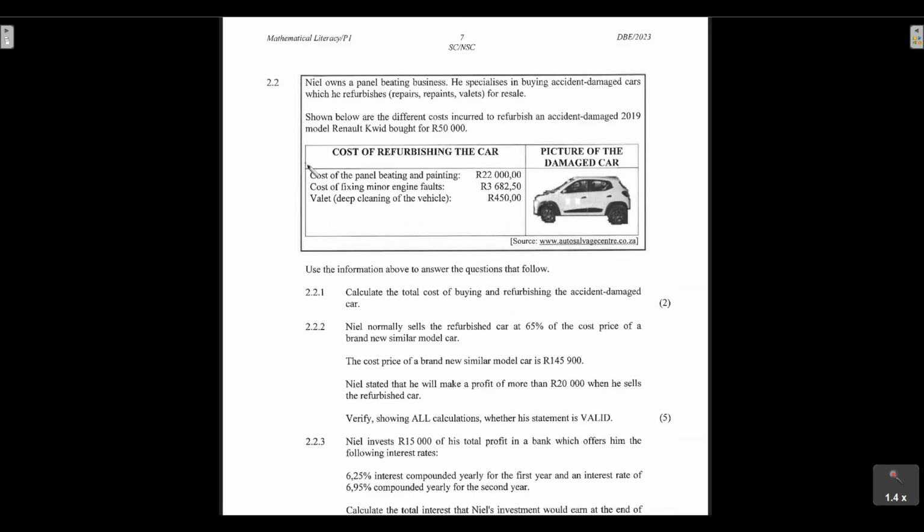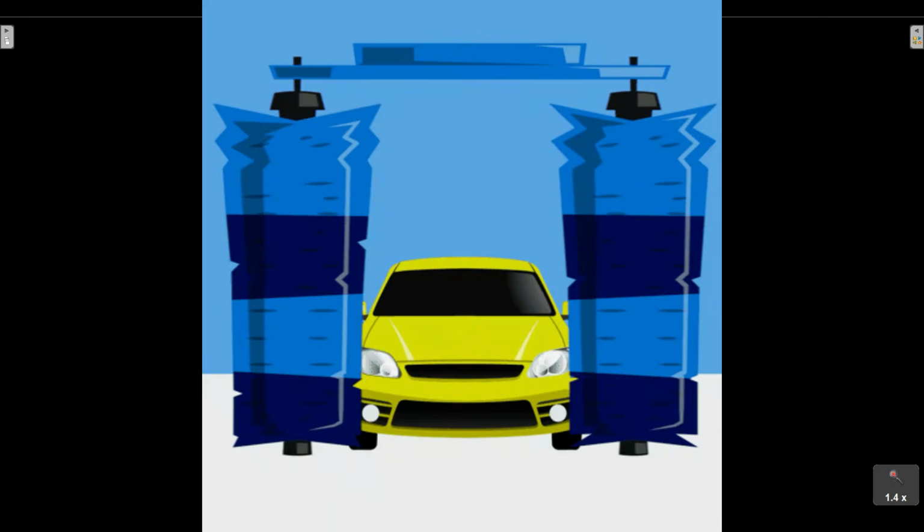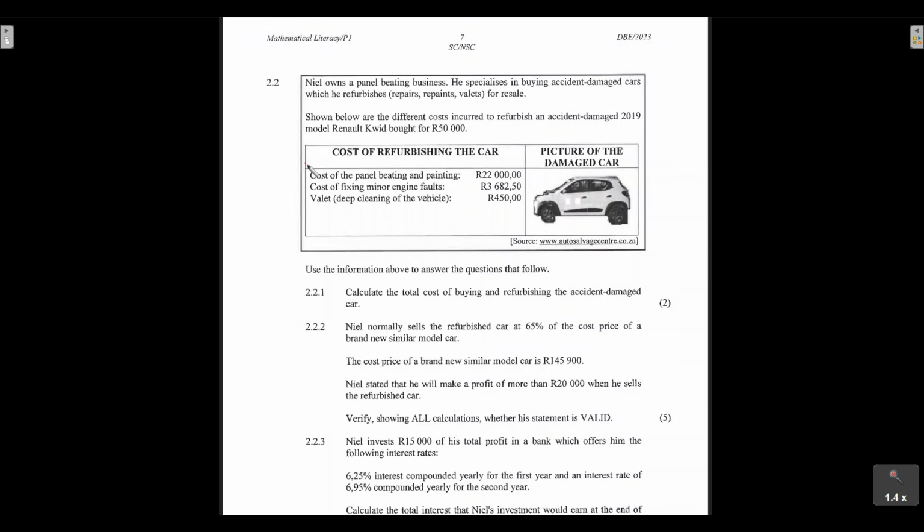So we are told that Neil owns a panel beating business. Neil buys cars that are accident damaged, and he fixes these cars. He repairs them, he repaints them, and he valets them. When you're talking about valets, we're talking about deep cleaning the car. And then after he's done that, he resells the cars. We are given the costs, or the expenses, incurred when he refurbishes this accident damaged 2019 Renault Kwid. He bought this accident damaged Renault Kwid for 50k.